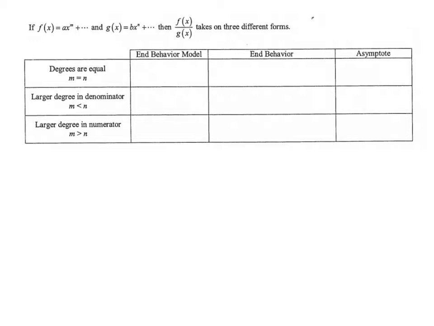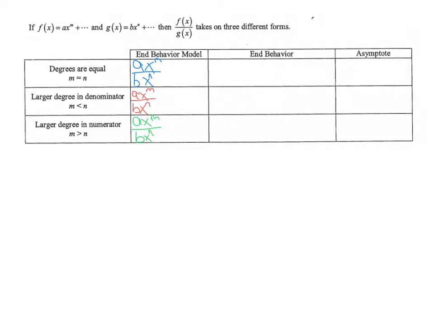We're going to be looking at two polynomials. M is the degree of the top polynomial, and n is the degree of the bottom polynomial. A is a coefficient, B is a coefficient. So we can look at three different things. We can look at when m and n are equal. We can look at when m is less than n, or when m is greater than n.